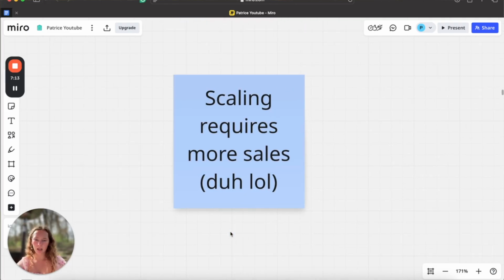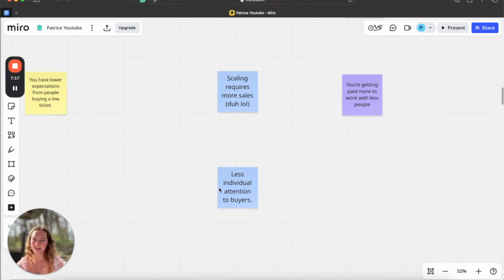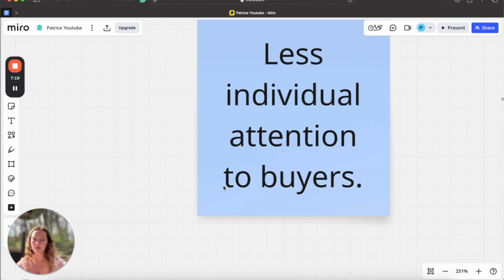So there's just more people to deliver a service for. And scaling requires more sales, duh. That's obvious, but there's less individual attention to your buyers. You're going to have so many people in that community that you're not going to be talking one-on-one with them. You know that.